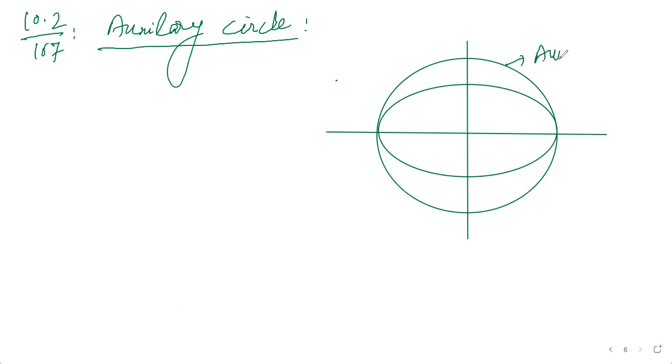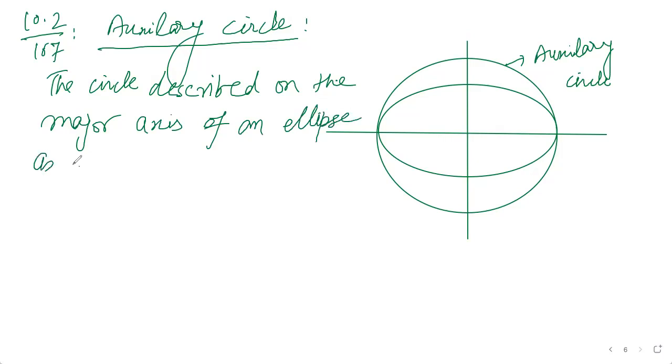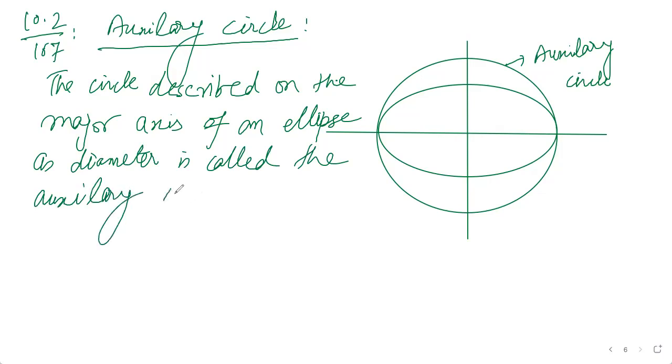So this is your auxiliary circle. The definition: the circle described on the major axis of an ellipse as diameter is called the auxiliary circle of the ellipse. क्योंकि जब auxiliary circle होगा तो it will be always with respect to some ellipse.